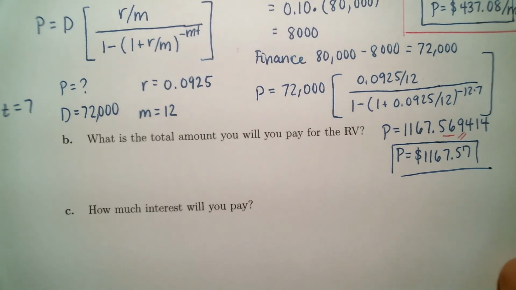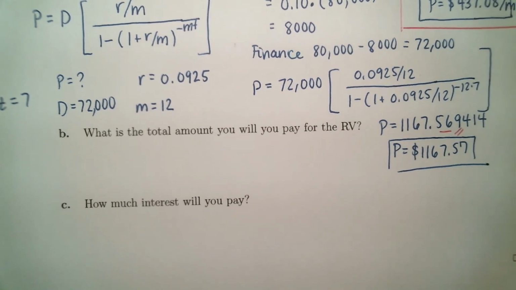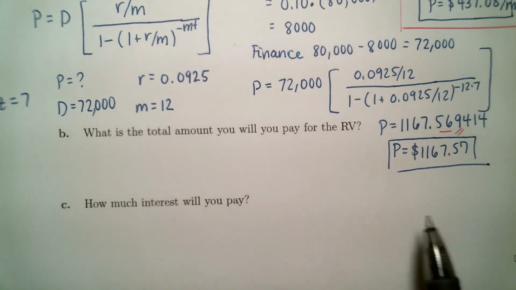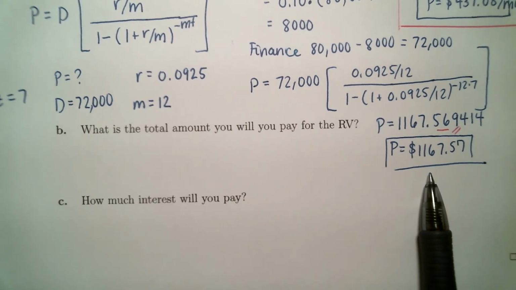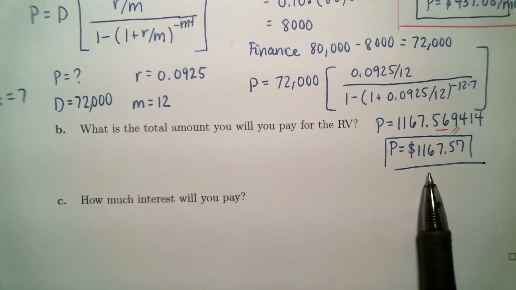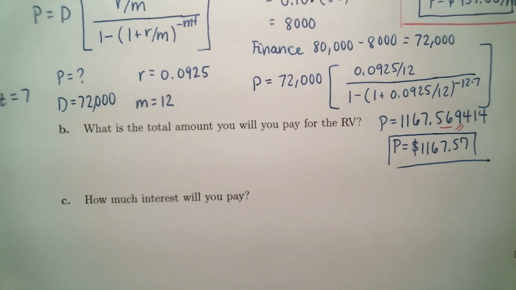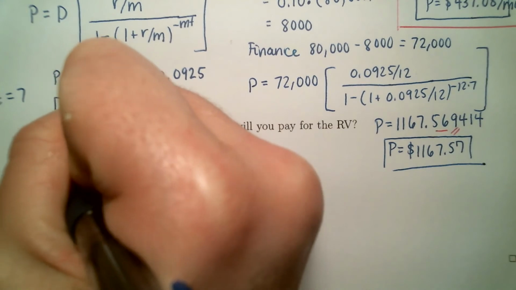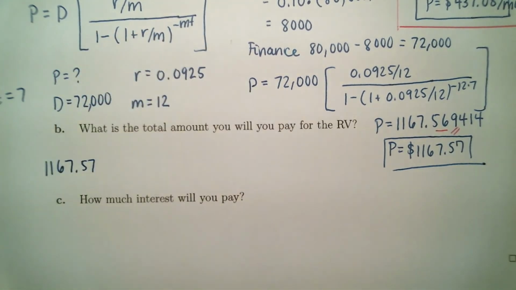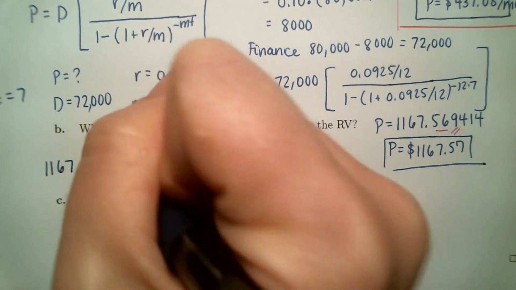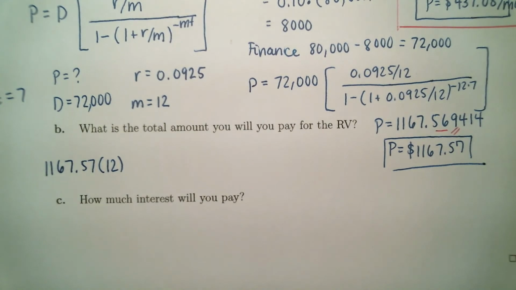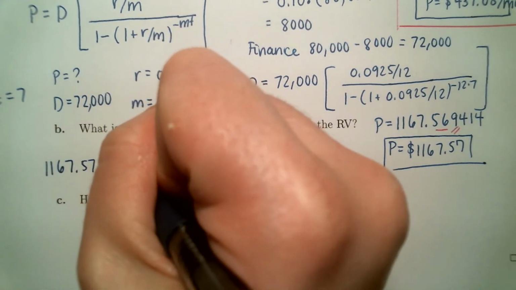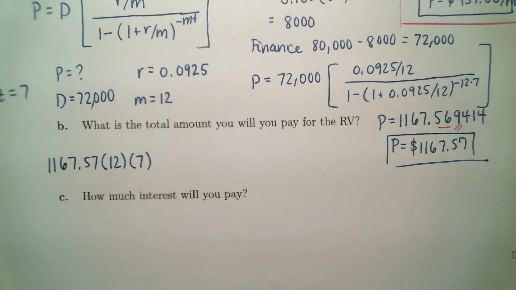In part B, what is the total amount you're going to pay for the RV? Well, this is your monthly payment. You're going to make it every month for the 7 years. So the total amount you're going to pay for this RV, let's calculate. We're going to have this payment every month, so times 12. That's how much you pay over the course of a year. You're making these payments for 7 years, so multiply by 7. So let's go ahead and calculate that.